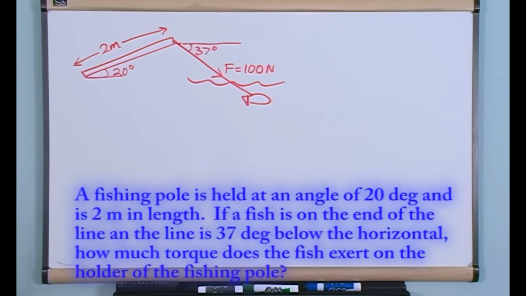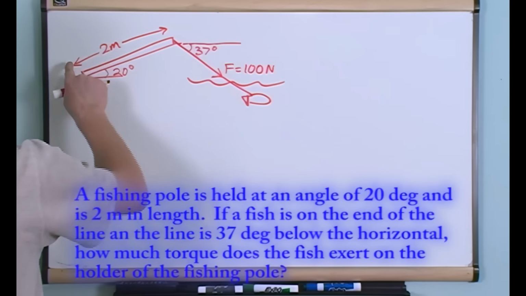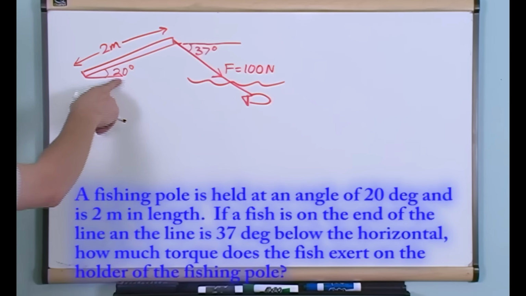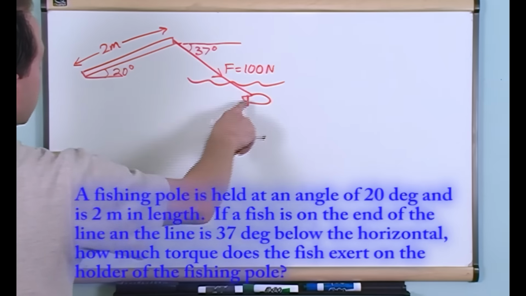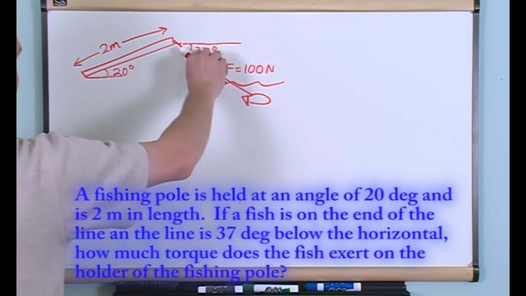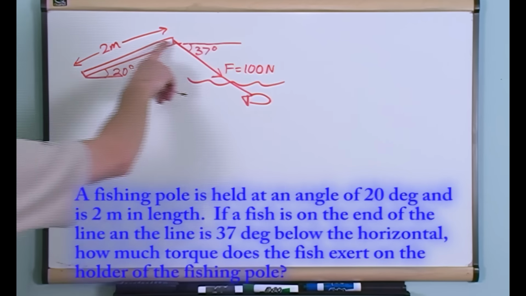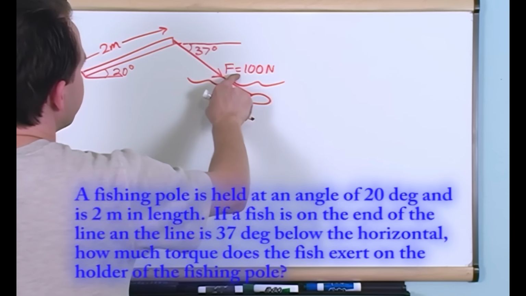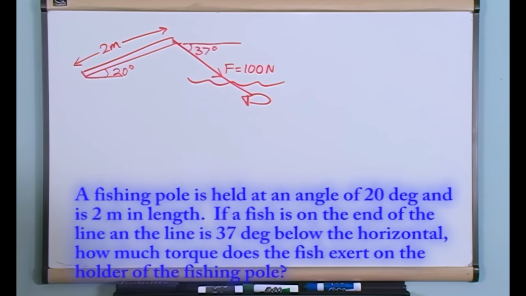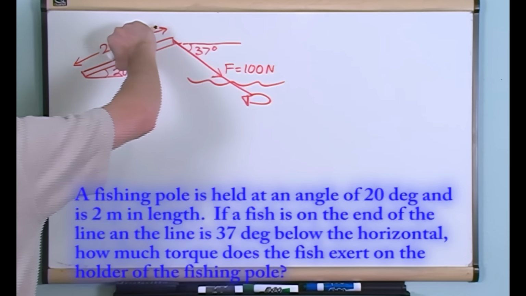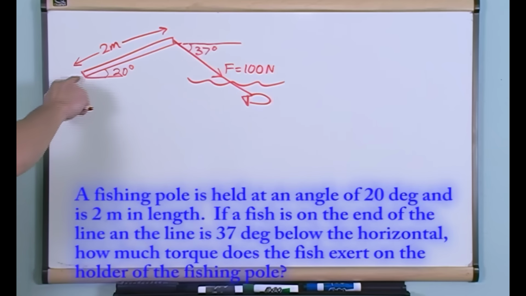Okay, so let's take a look at the drawing here. What you have is a fishing pole that's 2 meters long, inclined at an angle of 20 degrees. You have a fishing line that's at an angle of 37 degrees to the horizontal, going into the water with a fish on it, and the fish is pulling with 100 newtons. This fish is pulling, it's going to cause the pole to bend, it's going to generate a torque around this pivot point here. The question is, how much torque is it generating?